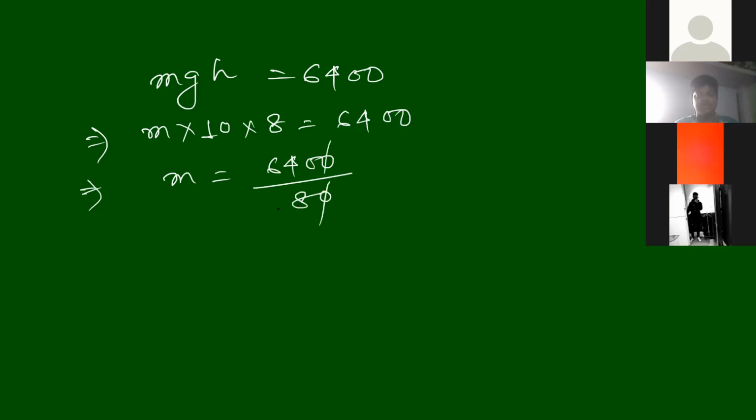So after the calculation, 8 ones are 8, 8 eights are 64, so it is 80 kg. So the mass of the object is 80 kg. Whenever you are putting that object at a height of 8 meter, the energy required is 6400 joule. So the potential energy is 6400 joule. After substituting all of the values, I'm getting the mass as 80 kg.